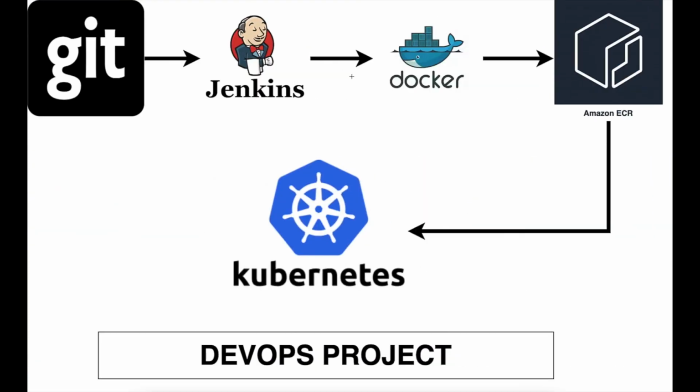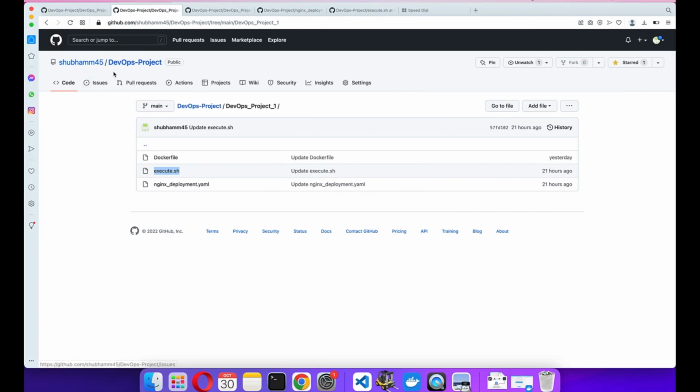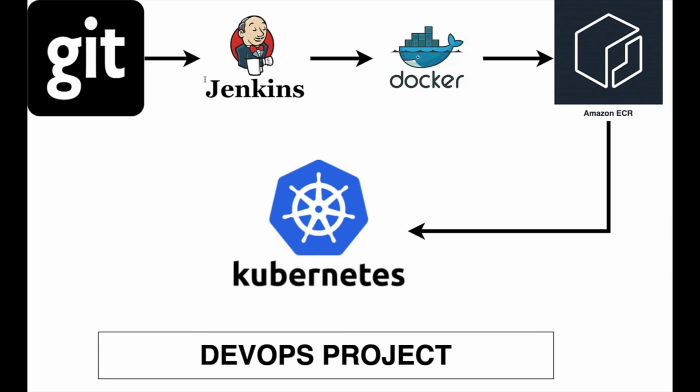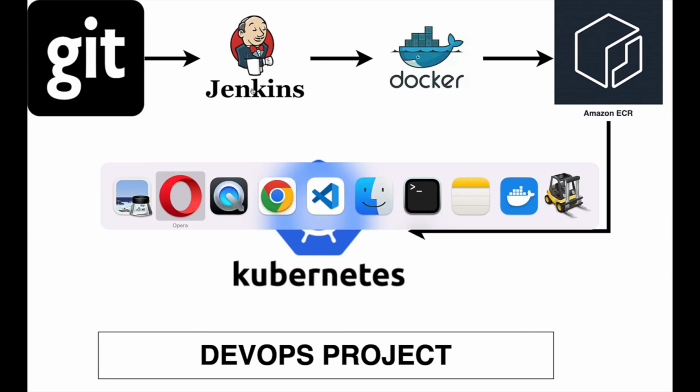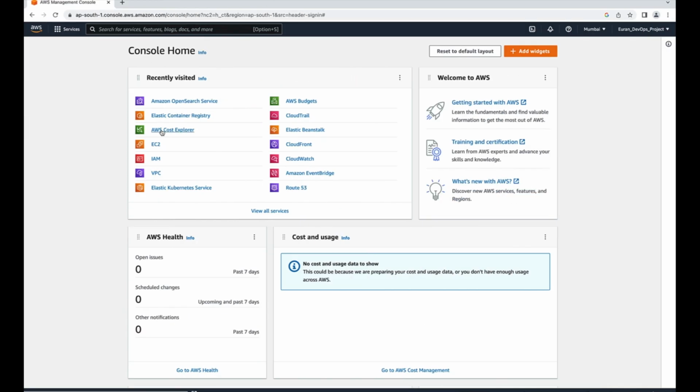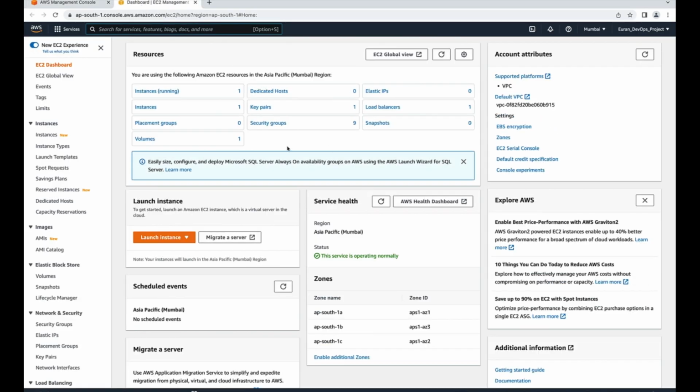So as I was saying, we are going to follow this pipeline. I have already set up the Git environment, so you can use the same GitHub repo for your use case. And now our next step is to create a Jenkins server. So I will create a Jenkins server on AWS cloud. Open the EC2 service and launch one EC2 instance.